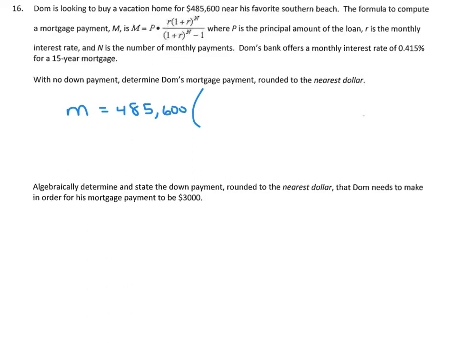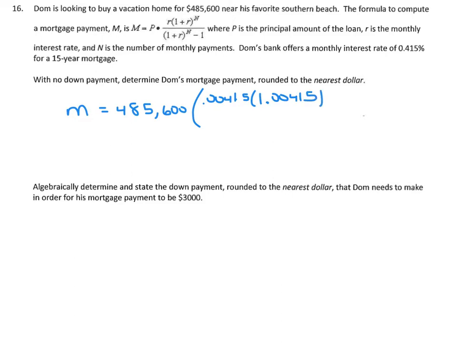So R is the rate. So here's our monthly interest rate. So what we want to do is we want to take this decimal and move it 2 places to the left. So when we do, it's going to be 0.00415. Okay, and then in parentheses, it says 1 plus the rate. So if I do 1 plus this decimal, it's just going to be 1.00415. If you prefer to write 1 plus 0.00415, you can.